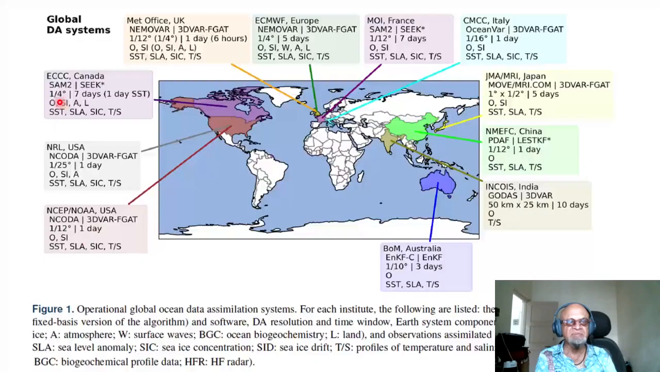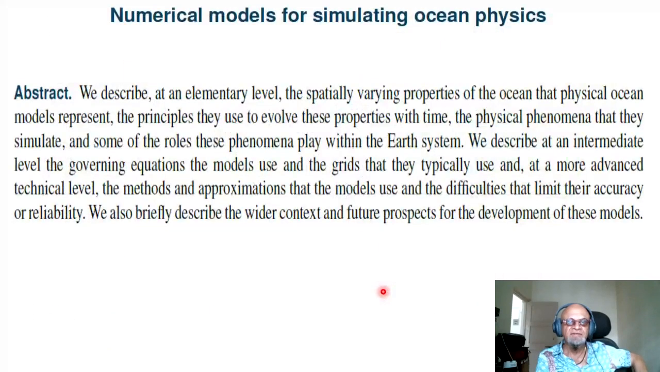So this is here, for example, the Canadian system is only at 25 kilometers, whereas NRL, which is the Naval Research Laboratory, is doing 1/25th of a degree, so that's close to 4 kilometers, and there is a 1/12th coming out of NOAA as well. And there are different methods being used and different variables being assimilated and so on. So just keep those in mind, and if you want further details you can go and read the chapter. It's a very nice long chapter with lots of details and references.